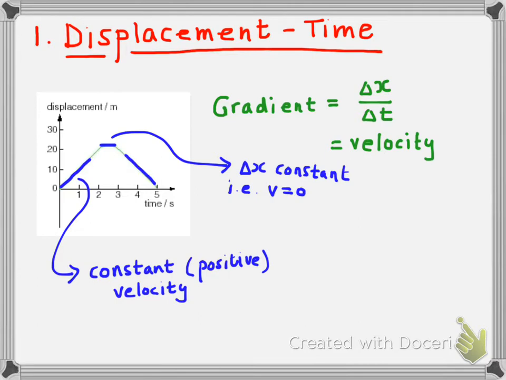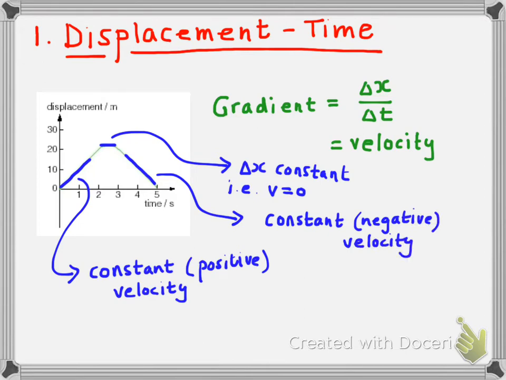This portion of the graph over here, between about 3.5 and 5 seconds, again a straight line indicating constant velocity, but in this case we have a negative gradient. And so that part of the graph shows a constant negative velocity. In other words, the object now is returning in the opposite direction, and you can see after 5 seconds it's returned back to where it started at 0 displacement.